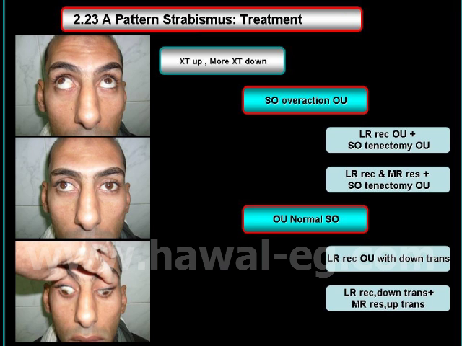If the superior obliques are normally acting, the treatment is bilateral lateral rectus recession with downward shift of the insertion, or recession of a lateral rectus with downward shift and resection of a medial rectus with upward shift.